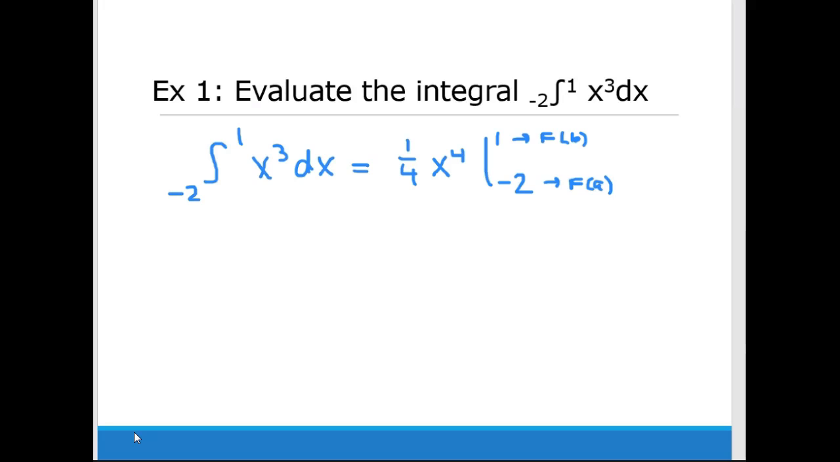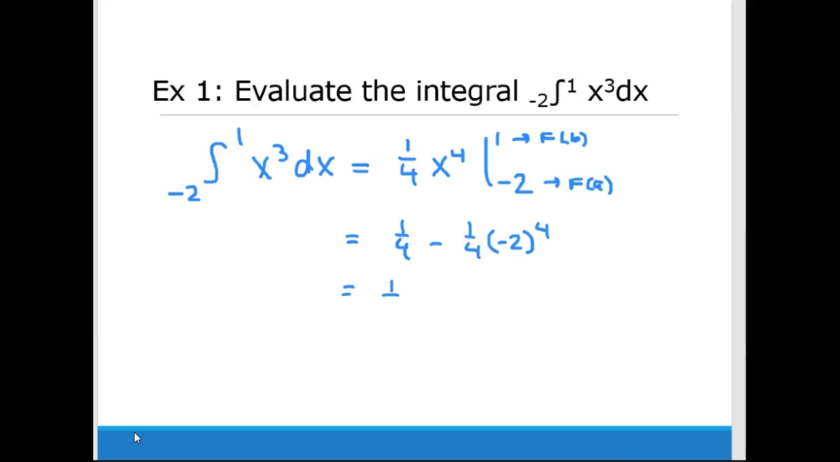Now, how we're expanding upon this is that we're going to maybe be given f of a and an integral, but we need to find f of b. So we're going to be taking this concept and idea and altering it. So right now, this answer simply represents f of b minus f of a, which is 1/4 times 1 to the 4th minus 1/4 times -2 to the 4th.